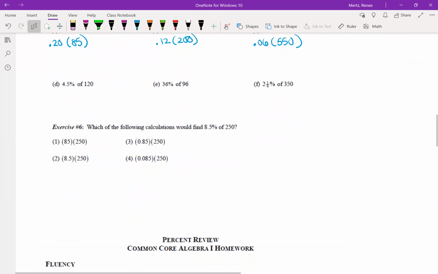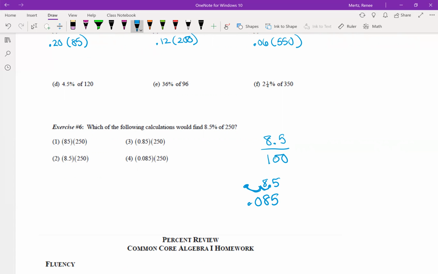And then you can do exercise 6. Make sure you're doing 8.5% divided by 100. If you want the shortcut, you would always be moving your decimal back 2 places. So if it's 8.5, that would make it 0.085. So dividing by 100 makes the decimal go back 2.